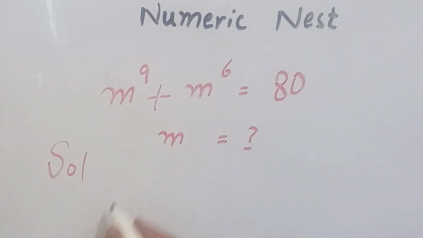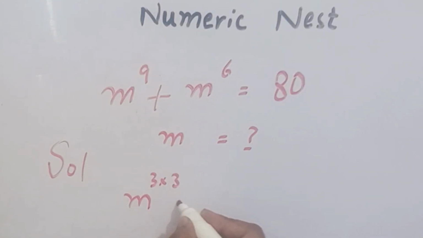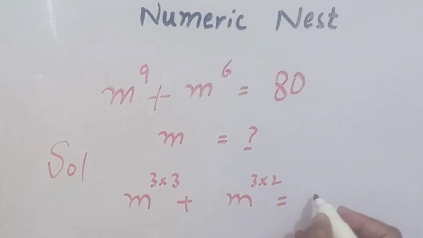So let's start. Look at this first term, m raised to the power 9. We write this exponent as 3 multiplied by 3, plus the second term m raised to the power 6. We write this as 3 multiplied by 2, which is equal to 6, and we copy the left hand side.